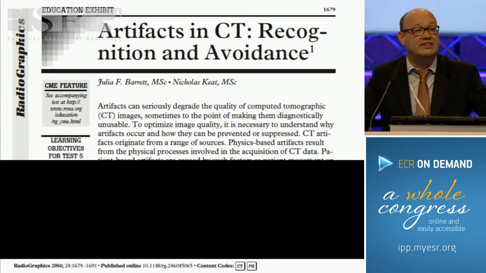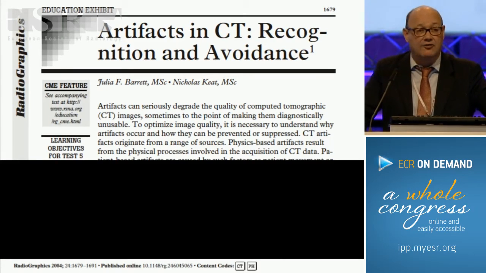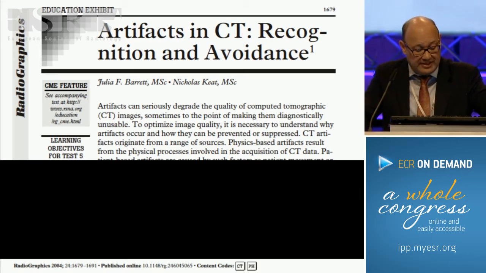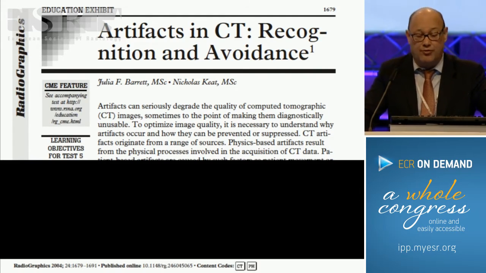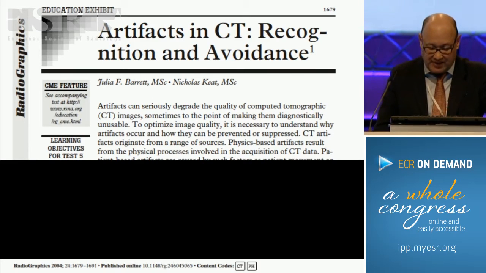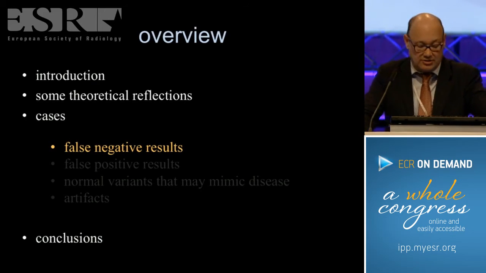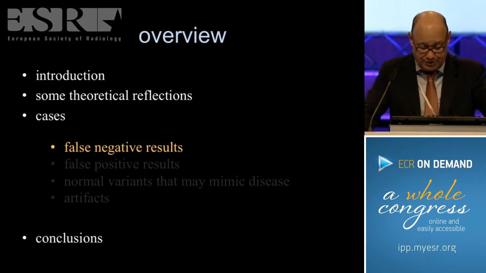If you're interested in these artifacts, I really can suggest you read this paper that was published in Radiographics some years ago, which gives a nice overview of all the different artifacts that will be encountered on CT imaging of the brain. But now we come to false negative results, that is things we want to avoid.